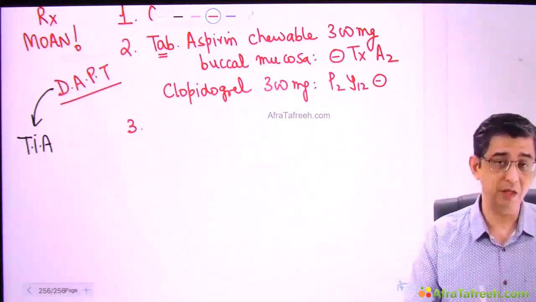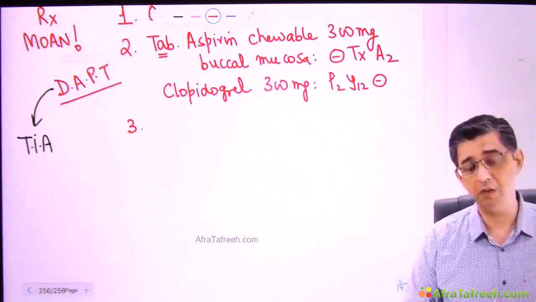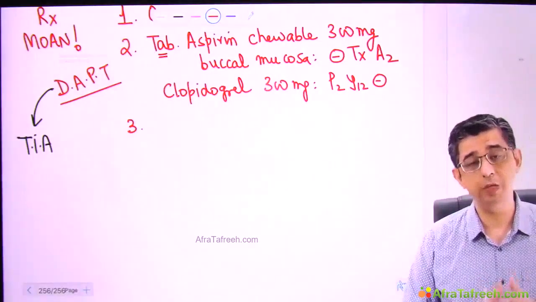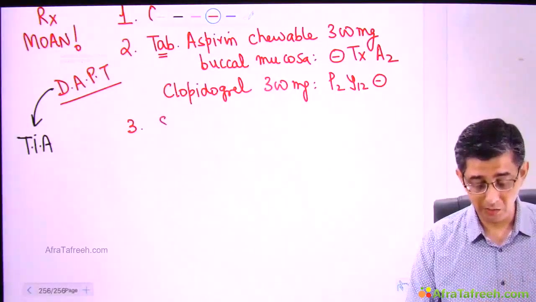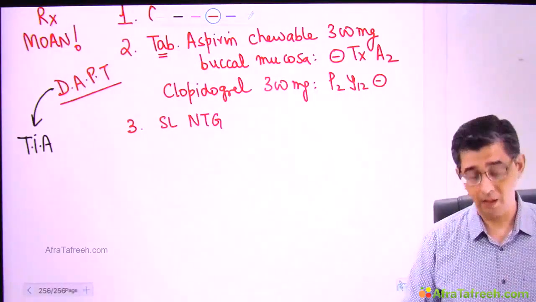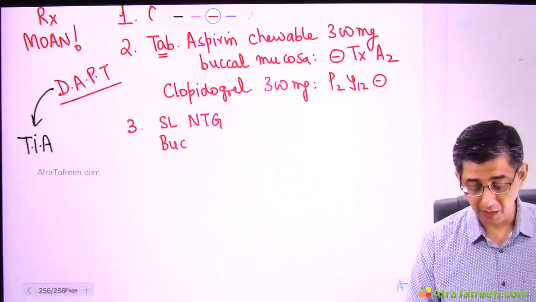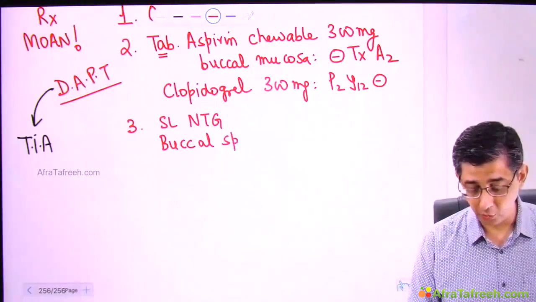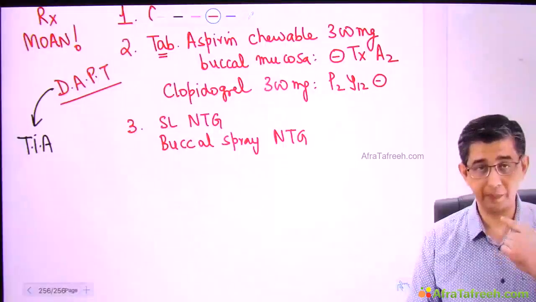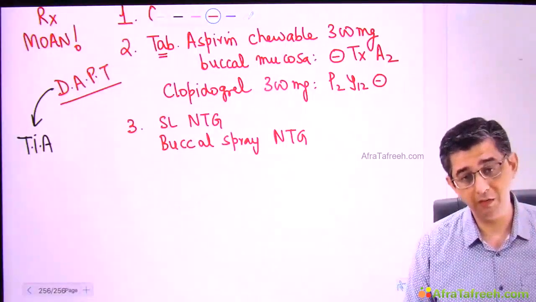The mnemonic is written as MOAN, but we don't start with morphine. We give oxygen, we give chewable aspirin to the patient. And now our objective would be to reduce the chest pain. And to reduce the chest pain, I will be first giving the patient sublingual nitroglycerin. Instead of sublingual nitroglycerin, if I have a buccal spray of nitroglycerin available, all the way better. Why? Because buccal spray can cover more surface area. As a result, the result will be relatively better.